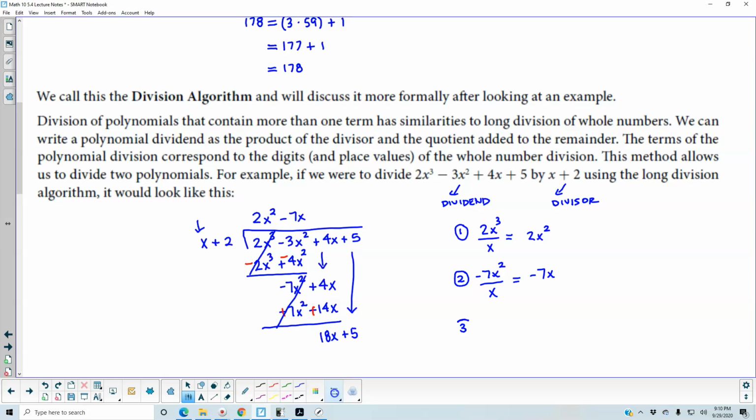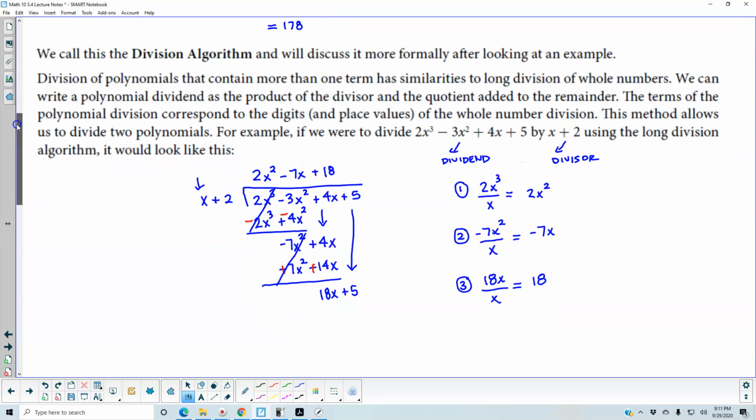So now we're going to ask ourselves, we have 18x, and that's the first term that's left over. We want to divide it by the first term. So 18x divided by x gives us 18. So now we're going to add 18 up here, and then we're going to multiply it again through.